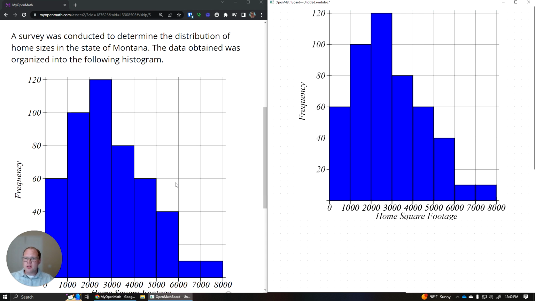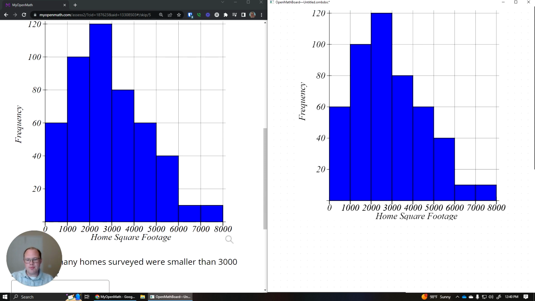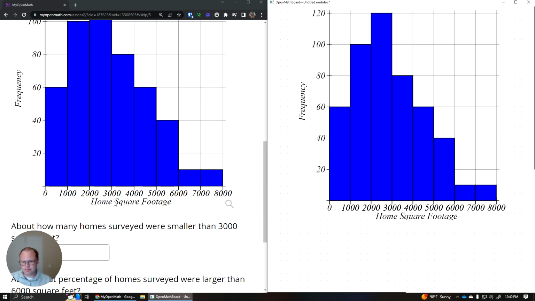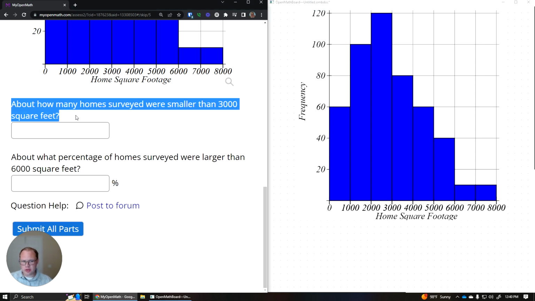So a survey was conducted to determine the distribution of home sizes in the state of Montana. The data obtained was organized into the following histogram. So that's the histogram that we've been talking about. The histogram has home square footage and then the frequency of each range. So for this first range, 0 to 1,000, there are 60 homes in that range. About how many homes surveyed were smaller than 3,000 square feet?